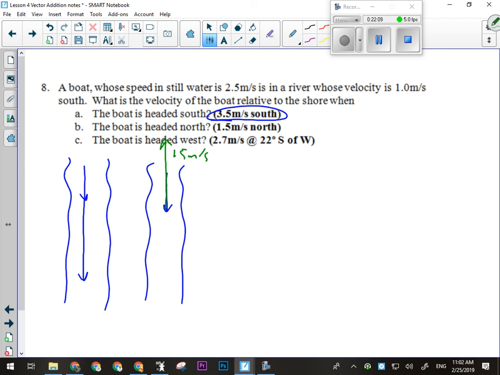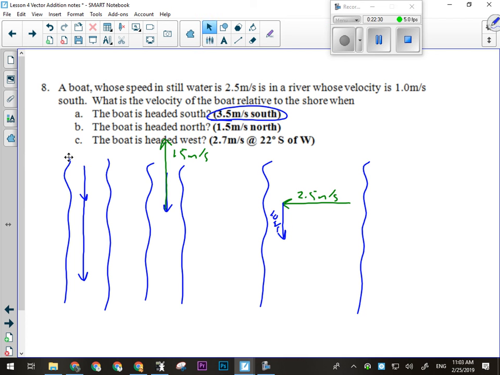And then the last situation is more like the ones we've looked at. I have the current that is moving downstream, and I'm going west. So I'm rowing like this, at 2.5 meters per second. I have the stream going downstream like this at 1 meter per second, which means my resultant now looks like this. This would be my resultant velocity, and this would be the direction. It'll be south of west.